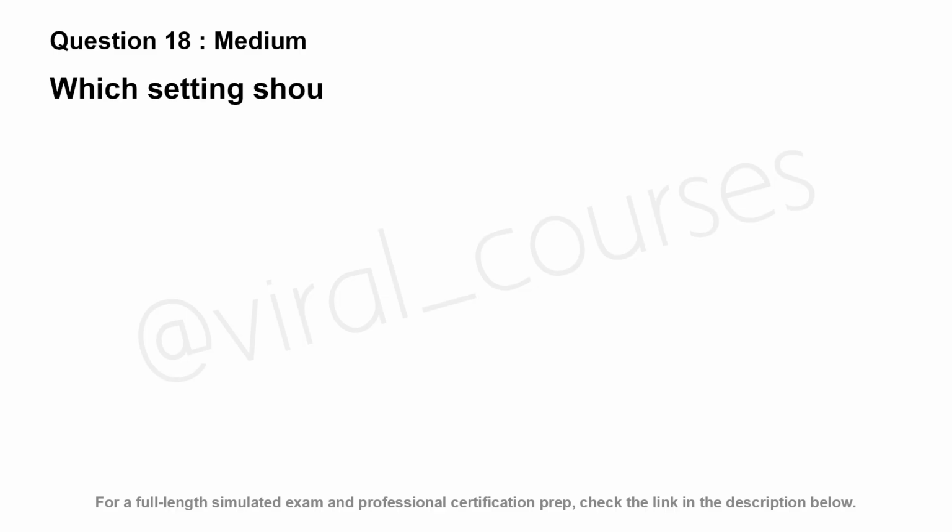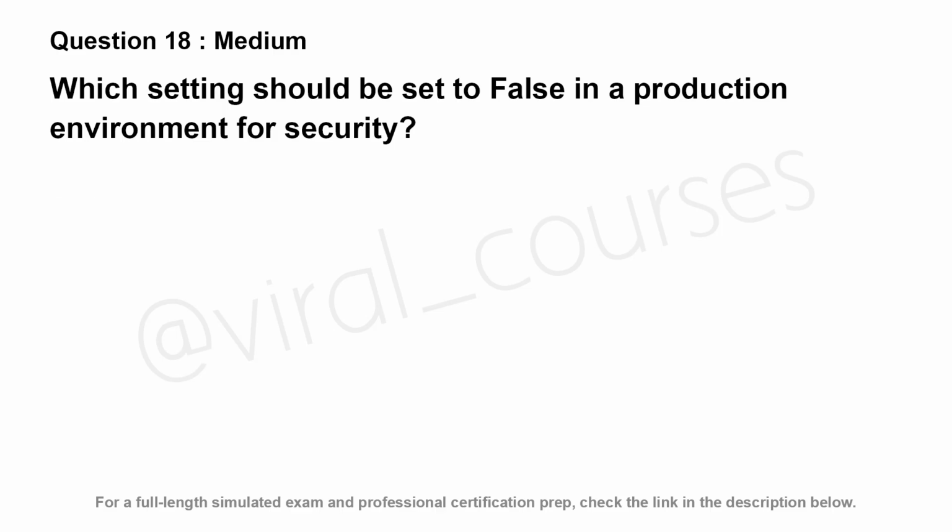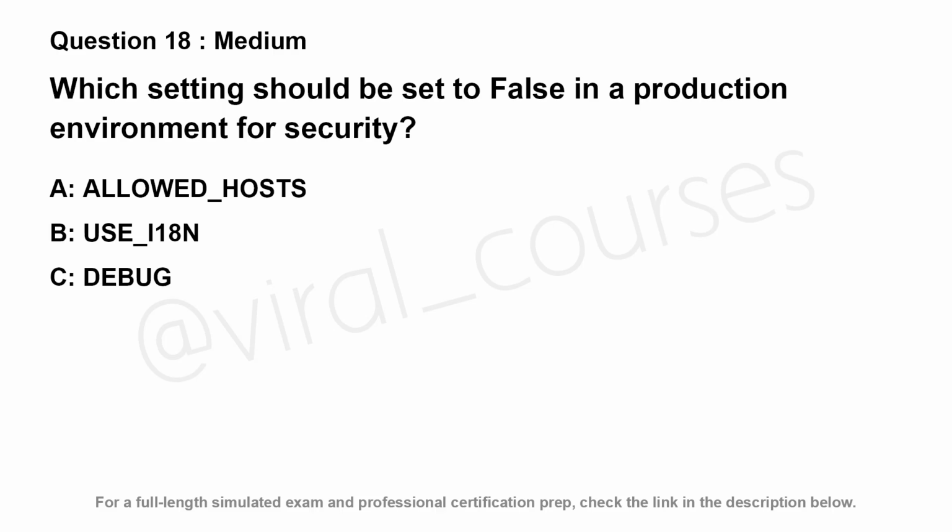Which setting should be set to False in a production environment for security? Option A. ALLOWED_HOSTS. Option B. USE_TZ. Option C. DEBUG. Option D. APPEND_SLASH.